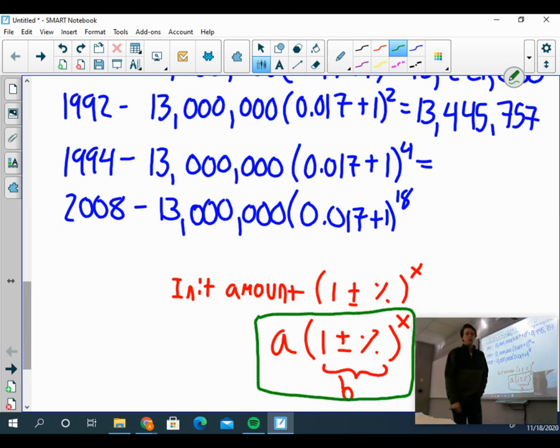The point of this problem is not, I really, really care about how many people are in Florida in 2008. The point is, we can find easier ways to figure out what populations or certain values are when they're increasing and decreasing by a certain percent.